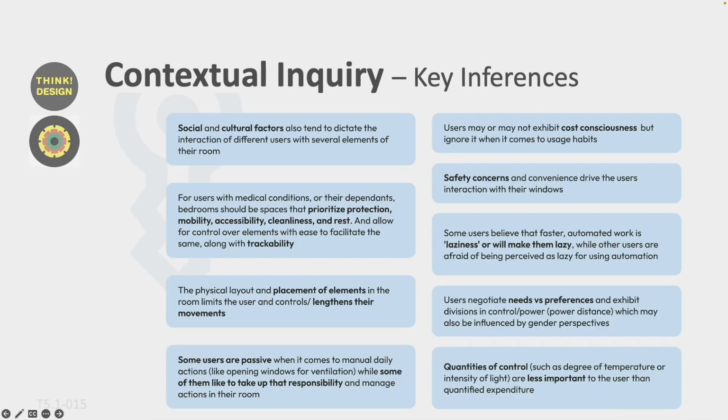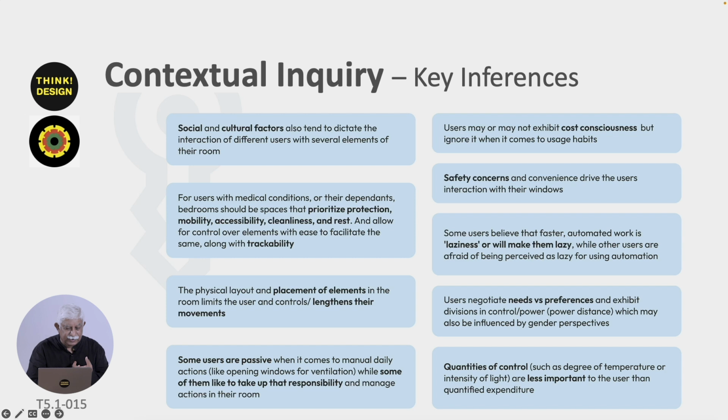Okay, and here you can see the final collated information from all this. So I'm going to read a couple of them. Social and cultural factors also tend to dictate the interaction of different users with several elements of the room. Okay, so it means that how socially they connect with others and cultural factors also make a difference. Okay, reading another one: safety concerns and convenience drive the user's interaction with their windows. Okay, so especially when they are shutting or opening the windows, safety is one of the considerations.